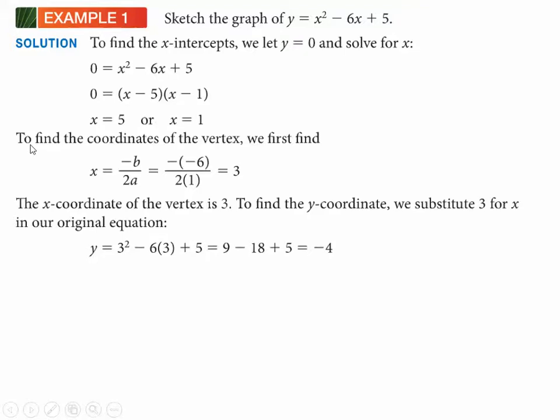Now for the vertex. I plug into this formula: x is equal to negative b over 2a. I plug in the b, which is negative 6. The 2 is part of the formula. The a is the one in front. I get myself a 3. Now this is the x-coordinate. I only got the x-coordinate on my vertex.